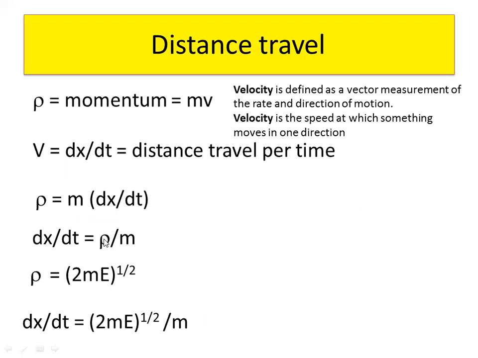You have this equation. Now I am just replacing this rho with this value. So this will become 2mE under root over m. Is there any confusion? Very simple.